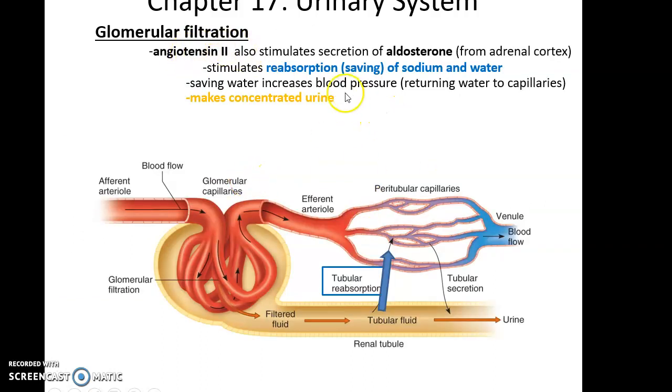So angiotensin II also stimulates the secretion of aldosterone, which is another hormone that's important. And this stimulates the reabsorption of sodium and water, so that the renal tubule is going to increase the amount of water and sodium that is being returned to the bloodstream. By doing this, this will conserve water, which is trying to keep the overall fluid levels in the blood higher, so overall blood volume higher. That will hopefully keep the blood pressure as high as possible. And as a consequence, aldosterone leads to more concentrated urine being produced.